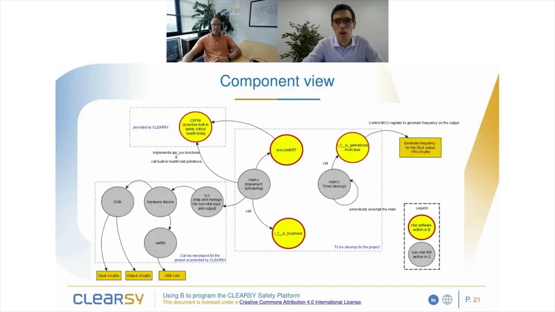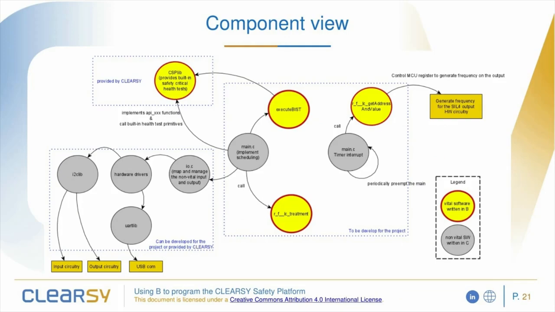So the component view: in yellow, you have the safety critical software, which is developed in B. And in gray, you have the non-vital software. In the middle, you have the project-specific part. So we can see that on the middle left, you have the main.c calling the built-in self-tests and calling your own custom logic, error_f and LC treatment, level crossing treatment. And on the right of the middle box, you have the interrupt, also implemented in main.c, which is calling another part of your B model.